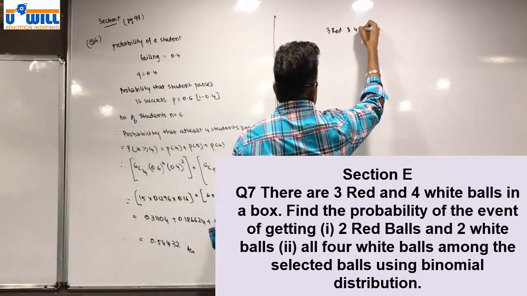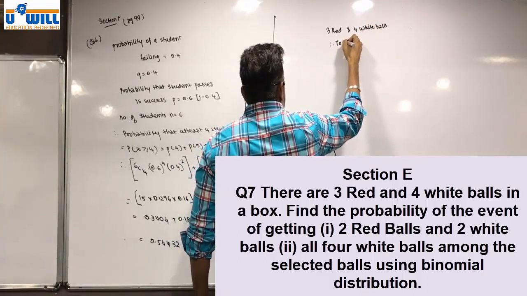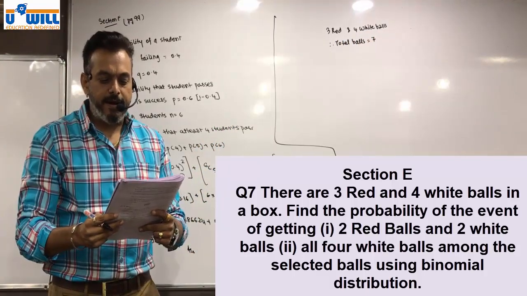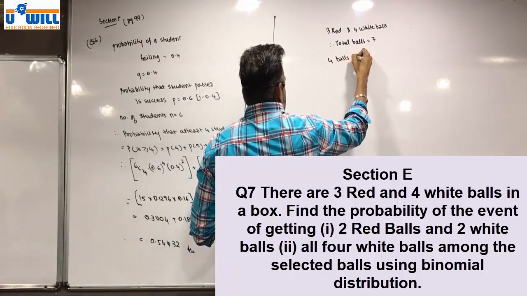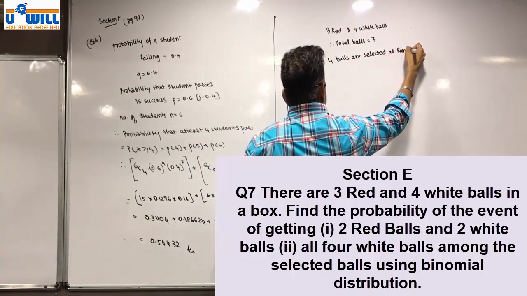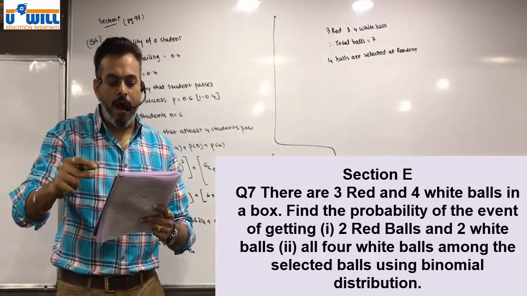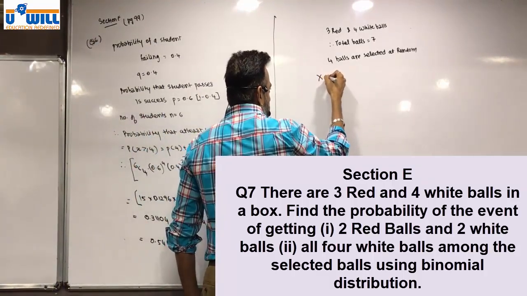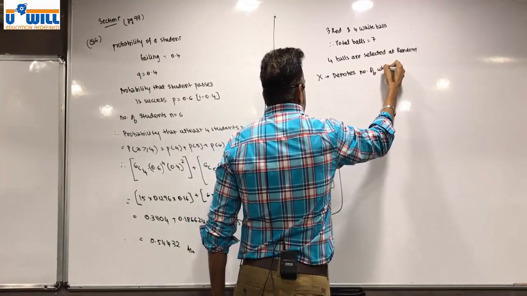There are 3 red and 4 white balls. Therefore, total balls is equal to 7. 4 balls are selected at random with replacement. Now what we have to find? The probability of getting 2 white balls and 4 white balls. So random variable x denotes number of white balls.